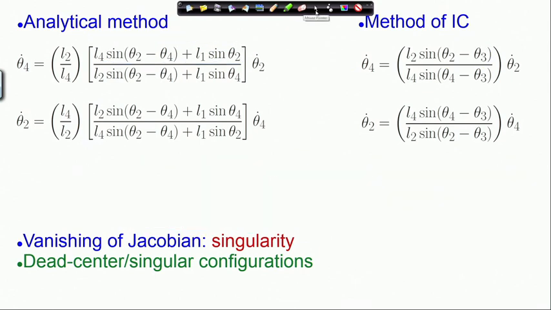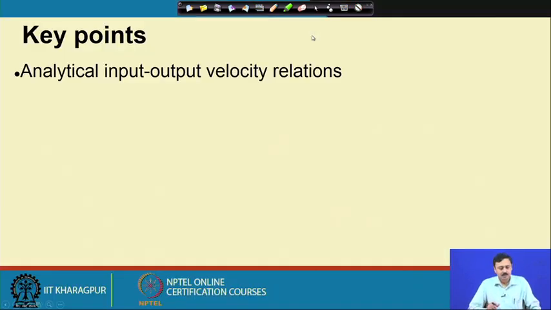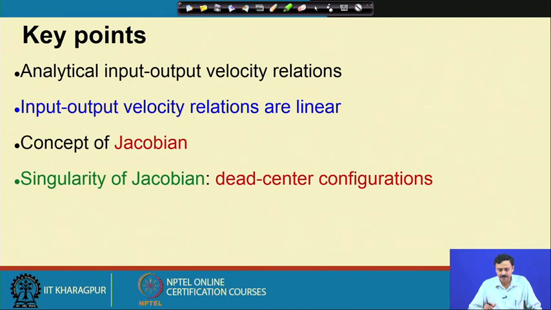Whatever it is, these two Jacobians that you obtain by the method of IC or the analytical method represent the same velocity relations at a given configuration. So, what we have observed is that the input output velocity relations are linear. We have used the concept of the Jacobian. We have looked at the singularities of the Jacobian, which correspond to the dead center configurations. We have done all this for the 4R chain.